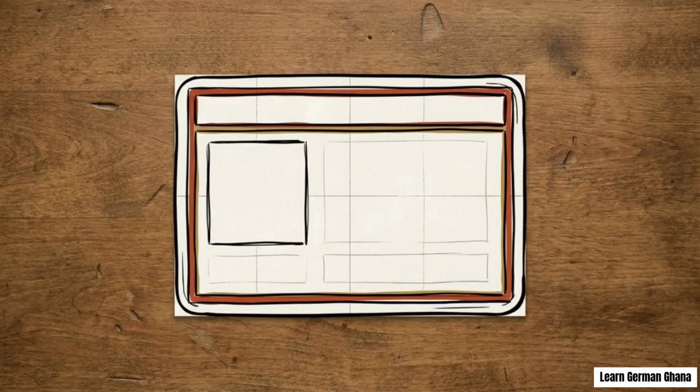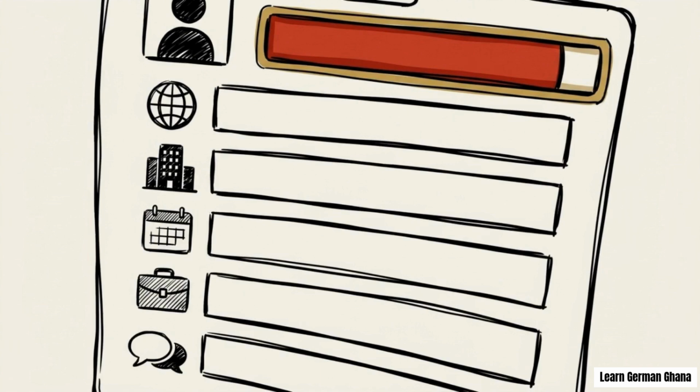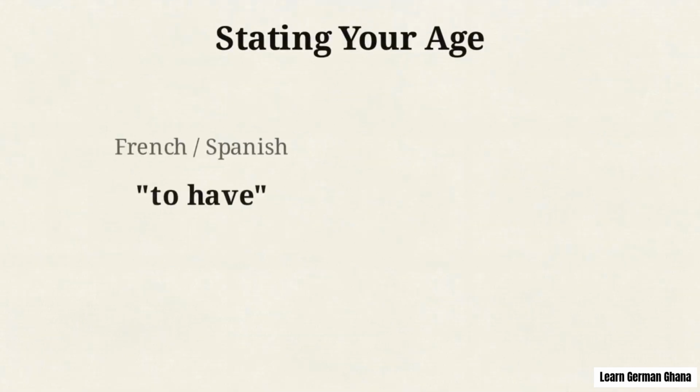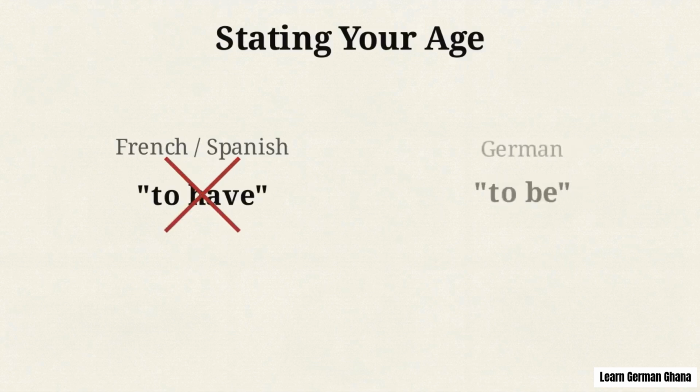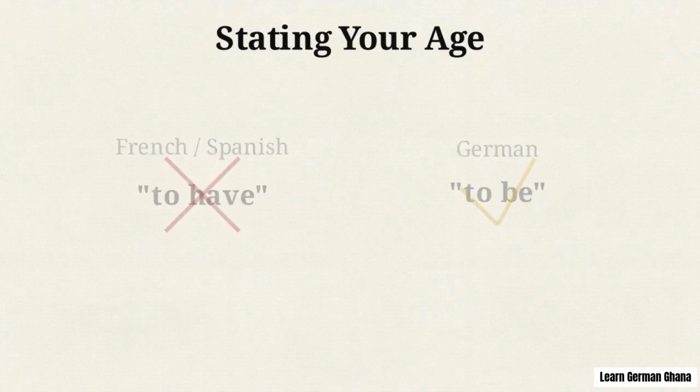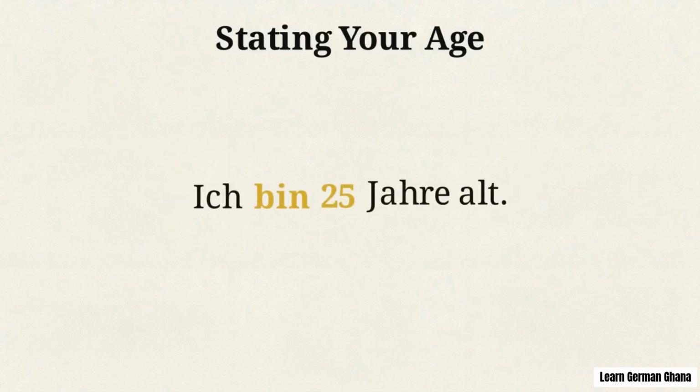Once you have these verb mechanisms down, you can construct a foundational personal introduction. A complete profile requires 6 core data points: your name, country, city, age, occupation, and the languages you speak. When you state your age, do not try to directly translate from languages like French or Spanish that use the verb to have. German uses the verb to be. You do not have years, you are a certain number of years old. Ich bin 25 Jahre alt.